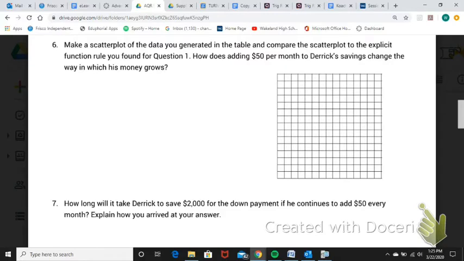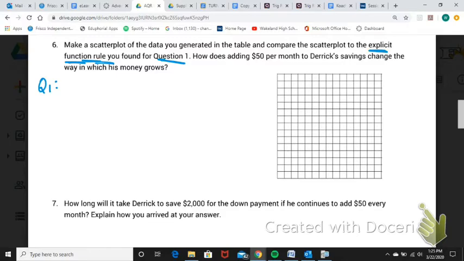What we're going to do here is compare how adding $50 a month affects the savings. So is it going to change a lot? Is it going to change a little? So we'll find out there. So I'm going to do different colors here. So with blue is going to be our explicit rule that we found in question 1.